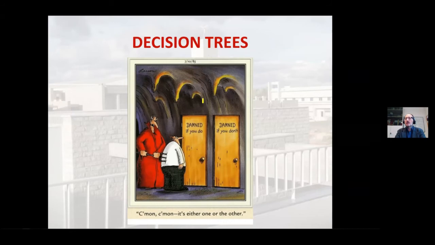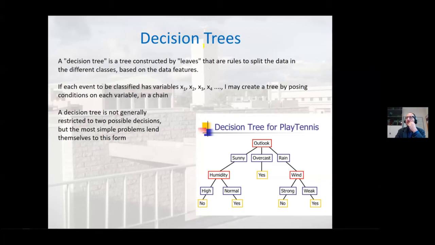Okay, so let's now look at two different algorithms, the decision trees and neural networks. I will have to be very, very fast because I want to look at some practical applications. So you probably know what I'm talking about, so I will be very fast. A decision tree is constructed by leaves, which are rules that allow you to split the data in different classes, okay? So that at the end, you have a decision, because you have classes, and events can be classified depending on where they end up in this decision tree.